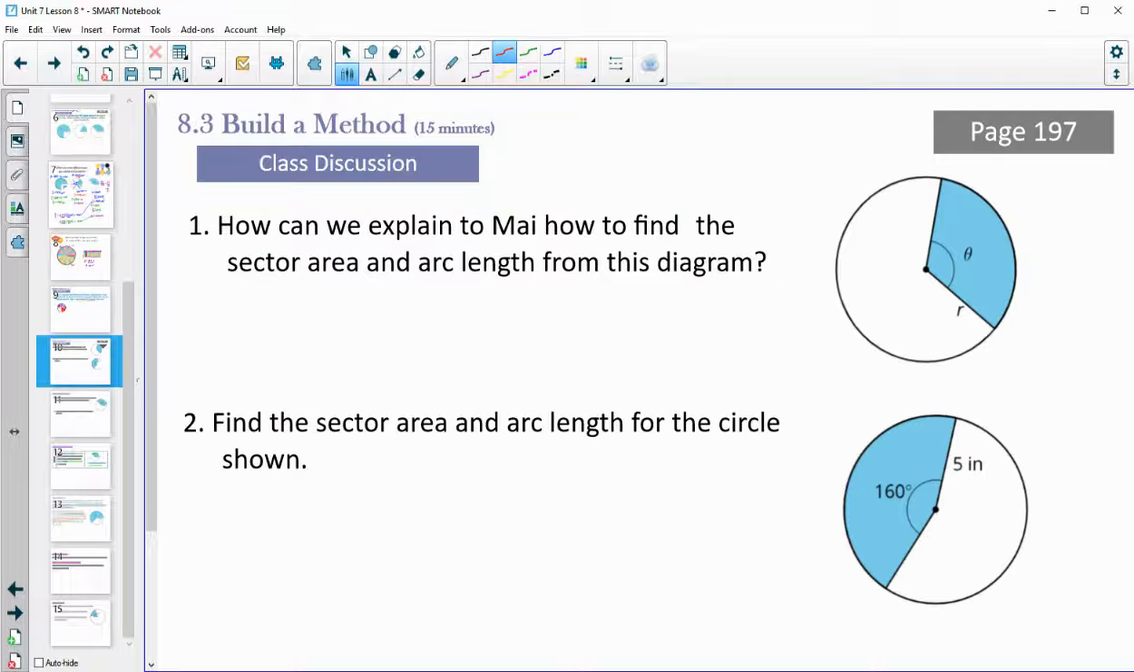So let's take a look at first this circle here. So could you explain to her using just theta and the radius? Okay, so theta and r, show her or tell her how you would do it for any circle, and then actually apply that in number 2. So see if you can explain it in number 1 and try it in number 2, then come back to the video.